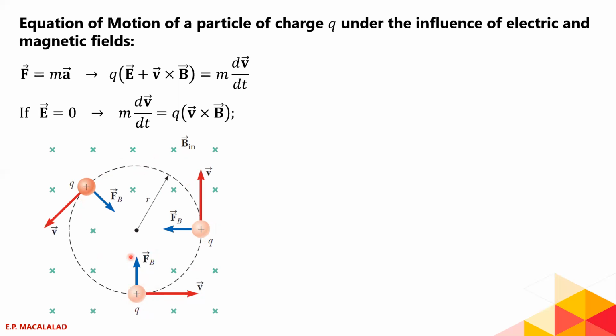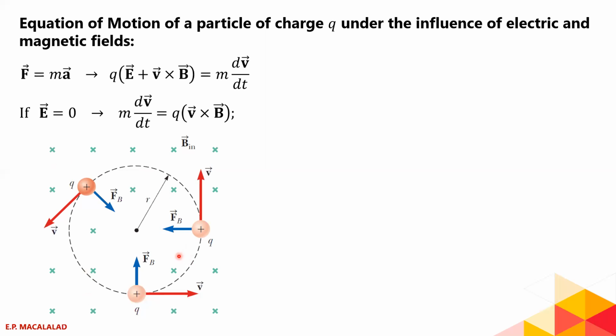And the direction of the magnetic force will always point towards the center of this circular path, defined by your r. We call r your radius. And because of this, the direction of the velocity will always be perpendicular throughout this path. So this is how a positive test charge will behave under the influence of a uniform magnetic field.